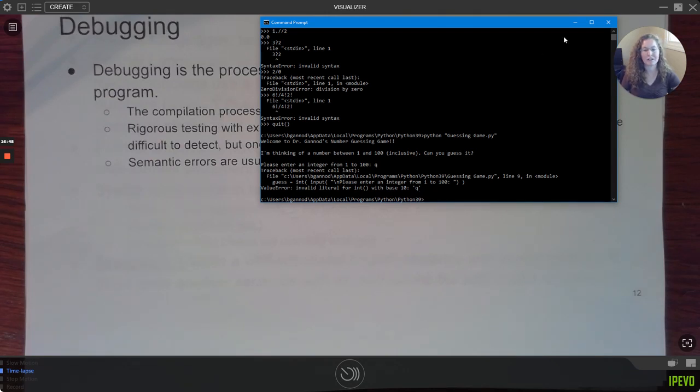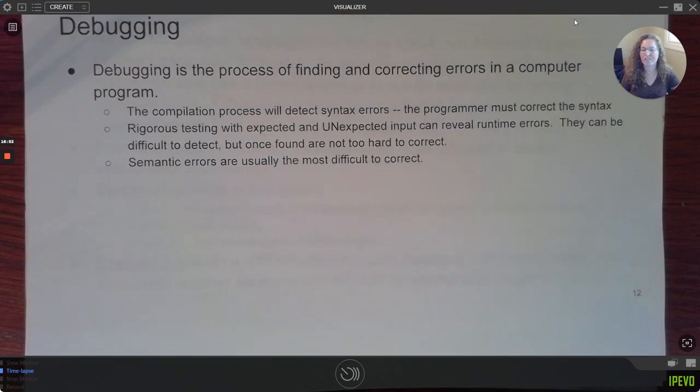So that's an example of a runtime error and the process you might go through to detect those errors and then fix them. Okay. And then we have semantic errors. Those are usually the most difficult to correct because your program doesn't crash, right? It runs, but it just gives you something bad.